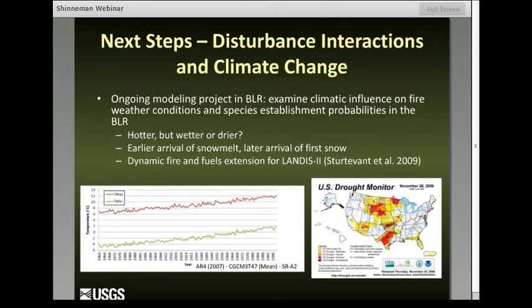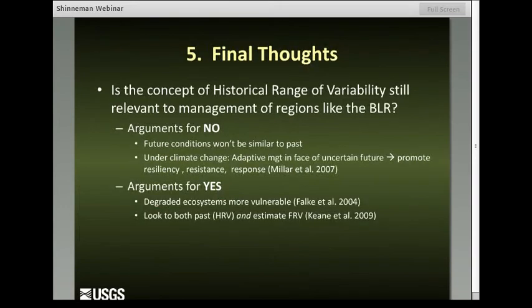And one of the ways to look at this is to use a relatively new extension for the LANDIS-II model. It's a dynamic fire and fuels extension that allows for interactions between dynamic fire weather conditions and fuel types. This was a model that was developed by Disturbance et al. in 2009. And so that's one of the tools I'm planning on using in my research to address some of these questions.